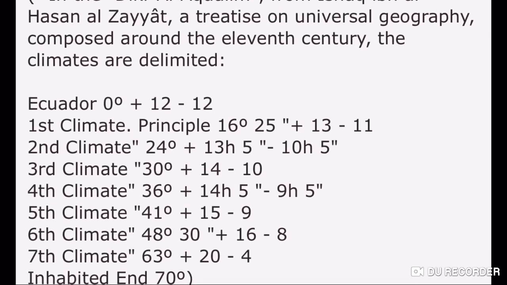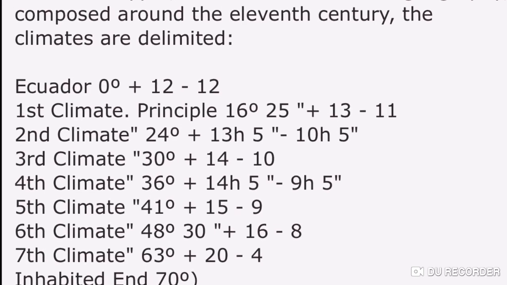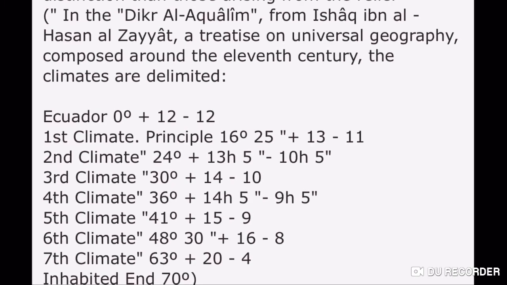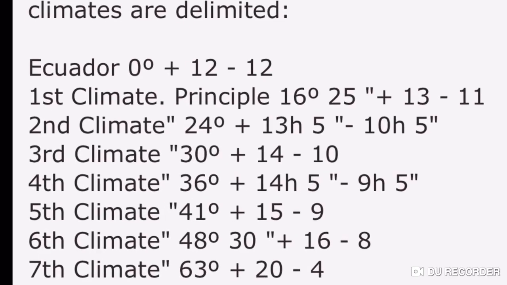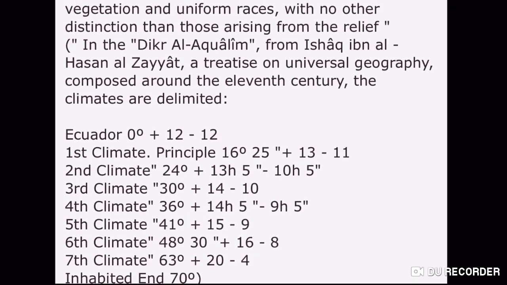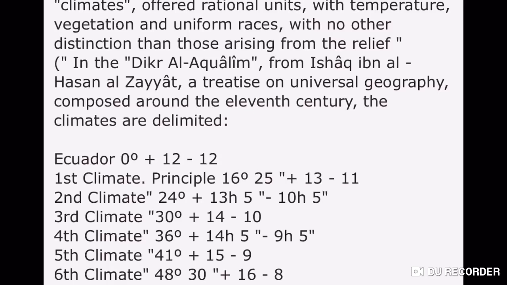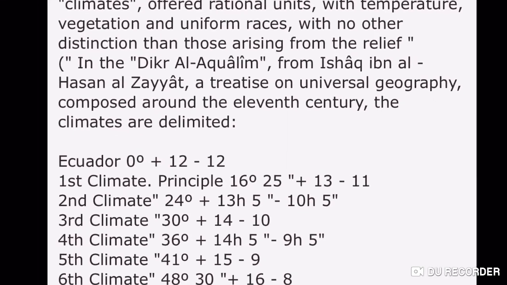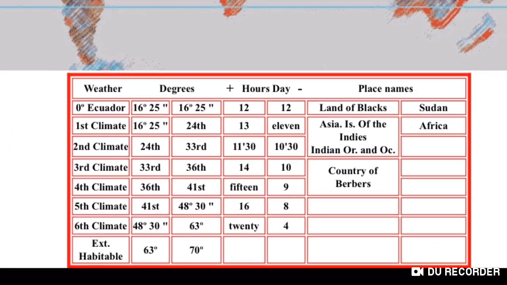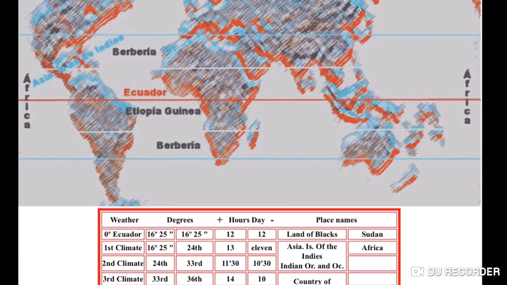The climates are delimited like this. The ancient maps didn't do it by climate, they just did it by quadrants and latitudes. And they built structures and monuments and landmarks and forts and stuff like that on these latitudes to map the world. And that's the idea of it right there.